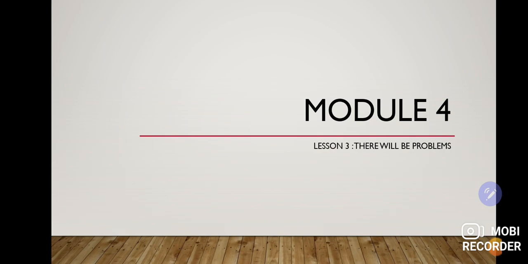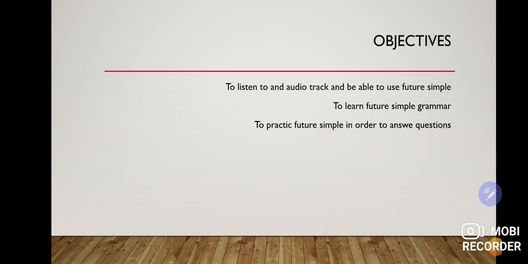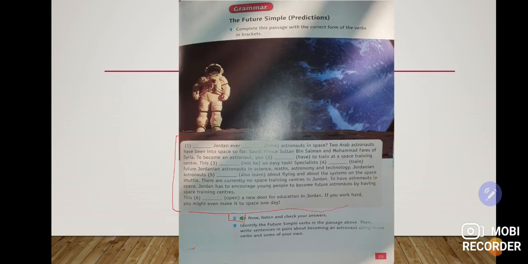Welcome, my dear students. For Module 4, Lesson 3, there will be problems. Our main objectives for today are: 1. To listen to an audio track and be able to use the future simple to answer some questions. 2. To learn future simple grammar. 3. To practice future simple in order to answer questions. 4. To use the future simple for predictions.